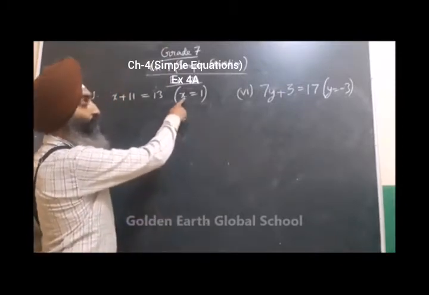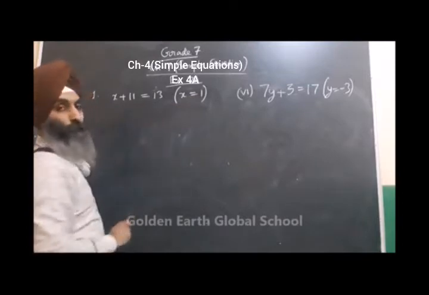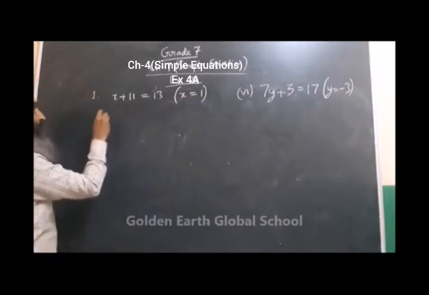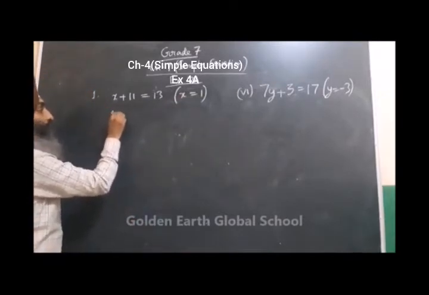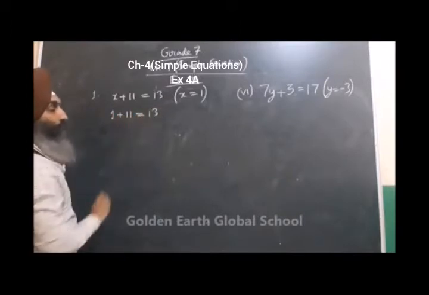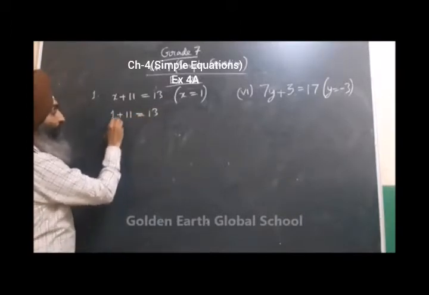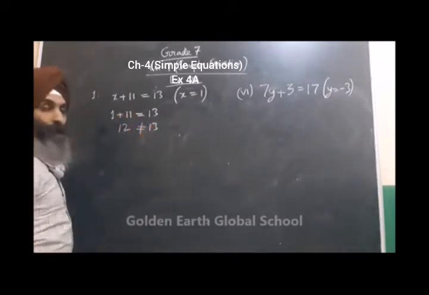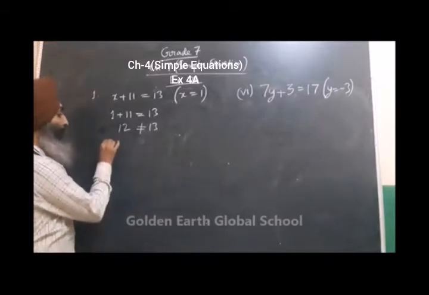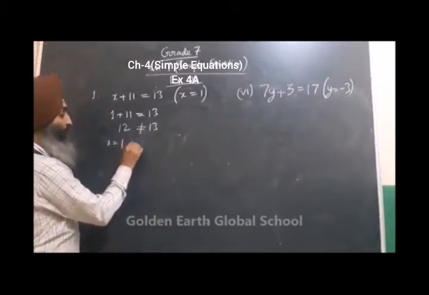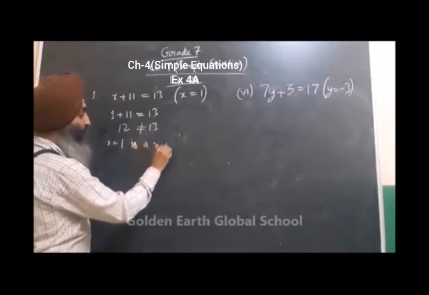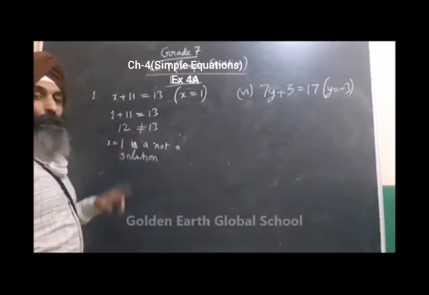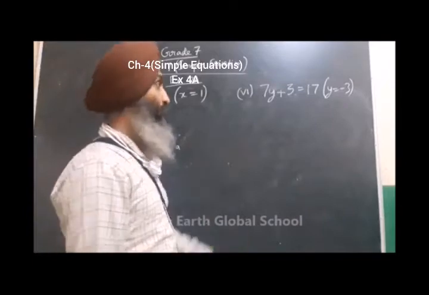Just whatever the value is given, just put this value in this equation. Now here you can see x is equal to 1 is given, so put x is equal to 1 here. Then see whether the left hand side will be equal to the right hand side or not. As you can see, 11 plus 1 is 12, and that is not equal to the right hand side, that is 13. So you can say that x is equal to 1 is not a solution. If it is equal, then you can say that it is a solution of that equation.